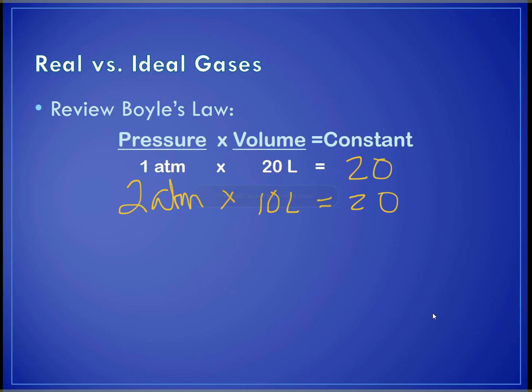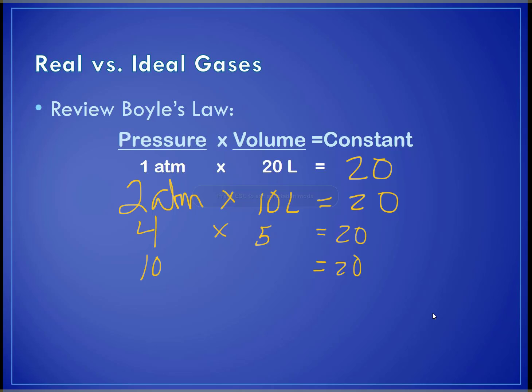That would maintain that 20 being the constant. Let's double the pressure again. We're just revisiting this from before. Doubling that pressure would again halve the volume, so I would have 5 liters. 4 times 5 is 20. For the sake of keeping our math easy, let's take the pressure all the way up to 10. If we have 10 atmospheres pressure, what would we predict our volume to be? You're thinking, well, 10 times what is 20? It must be 2. Our volume must be 2 liters.